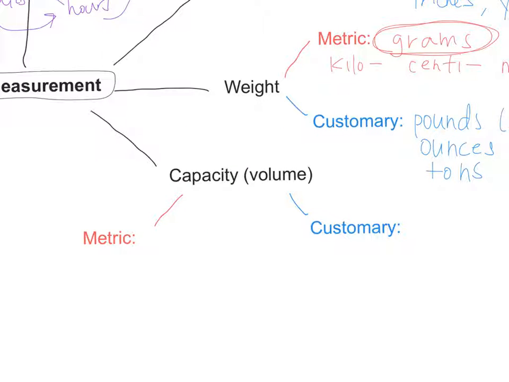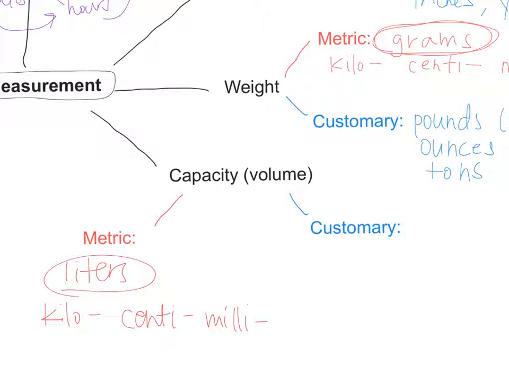So when we're using the metric system to talk about how much capacity something has, we use liters. Again, you can use any of those prefixes, kiloliters, centiliters, milliliters. You can think about in science, when we measured water, we measured it in milliliters, right? We were finding the volume of water, okay? What about in the customary system?